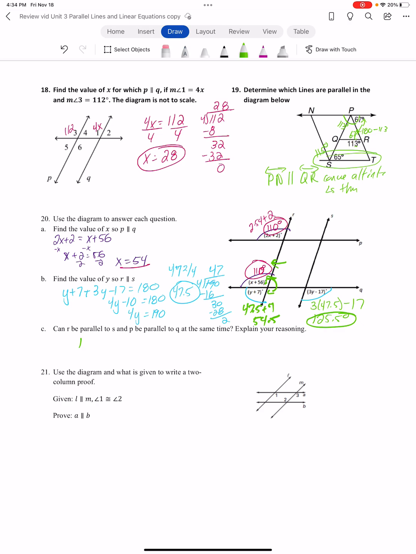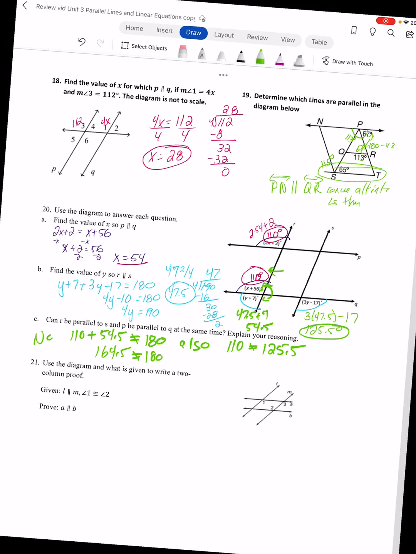So I know that 110 plus 54.5 does not equal 180, because it's going to be 164.5, which does not equal 180. So this is a big no. Also, I know that 110 is not equal to 125.5. So that's that.